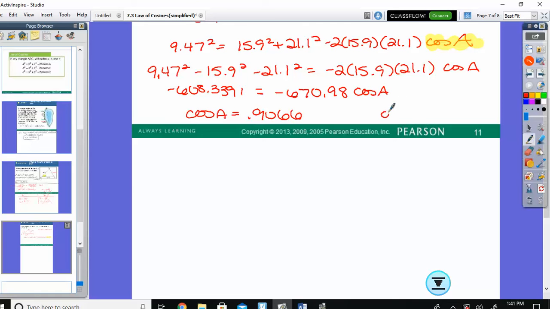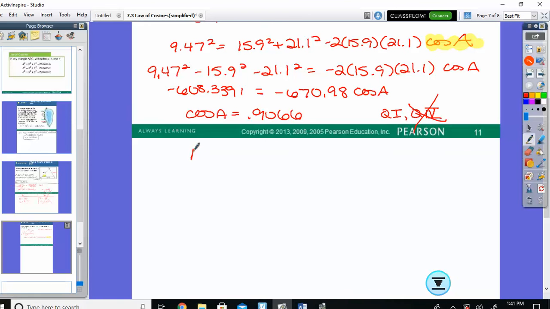Okay, cosine is positive in 1 and 4. But to be in quadrant 4, an angle has to be between 270 and 360, right? Can you have an angle in a triangle that's between 270 and 360? No. So I don't have to worry about quadrant 4. So I'm only going to get one answer here.